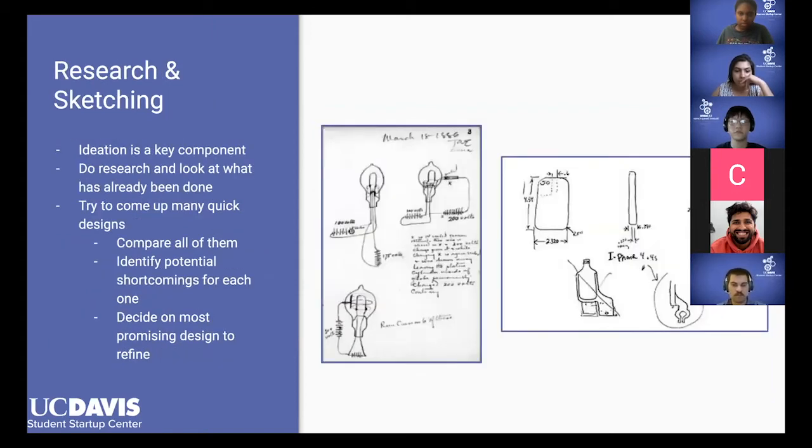And the first step, ideation, is a real key component to this prototyping process. You're going to want to research and look at what's already been done, and then try and come up with a bunch of quick designs so you can compare all of them, identify shortcomings for each one, and then decide on the most promising design that you want to move forward with. So sketches are great. Just get a piece of paper or a notebook and fill it with all of your sketches, and then think about it, compare all of them together, then come back later and choose the best design that you want to move forward with, or even come up with a new design that incorporates the best features of all of the other ones you've come up with.